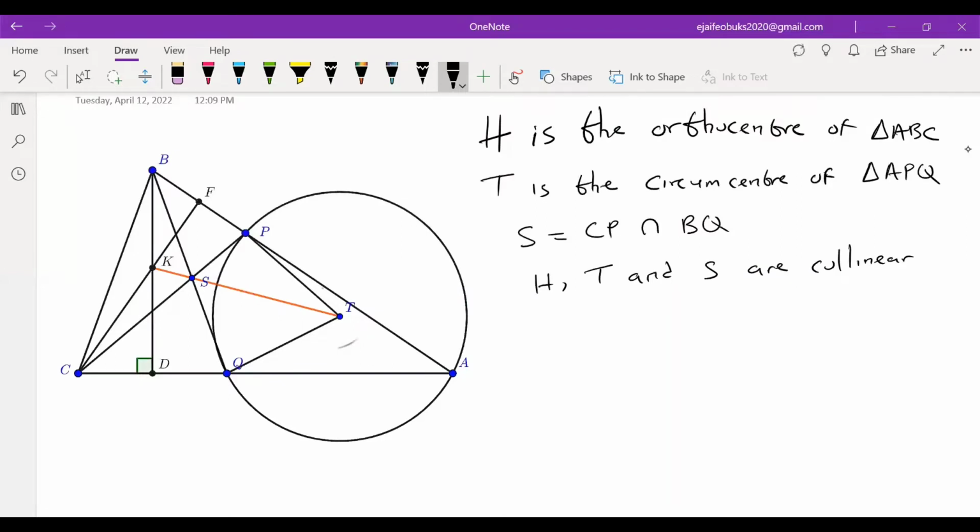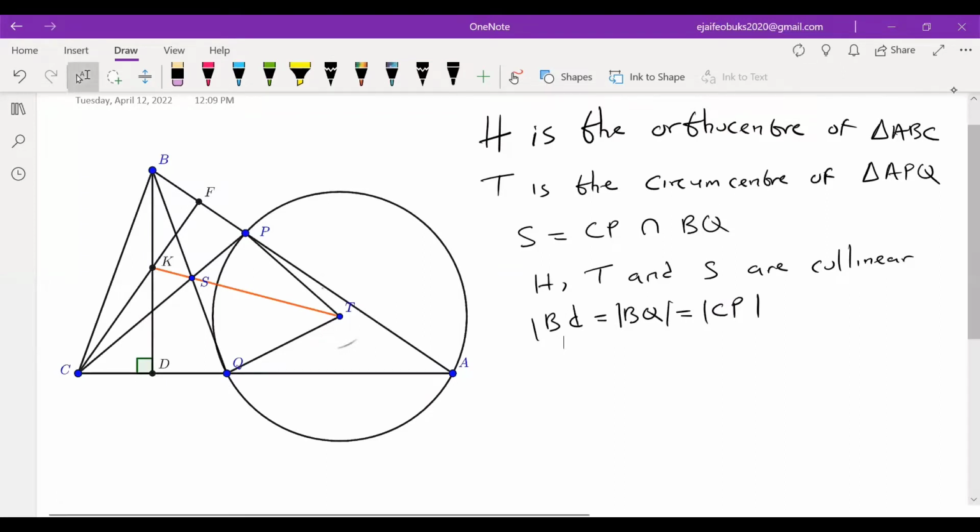We also have that BC equals BQ equals CP. They are all equal in length. So we want to prove this with all these conditions. For this problem, we'll be using a phantom points approach. What do I mean? Let's look into that.